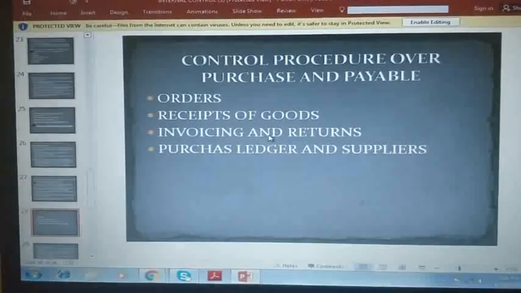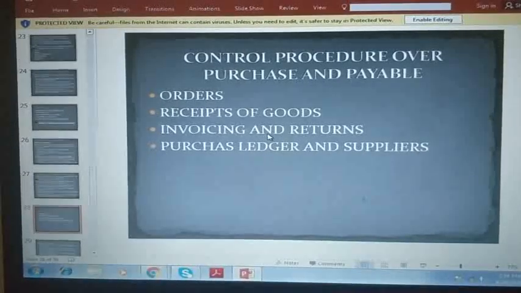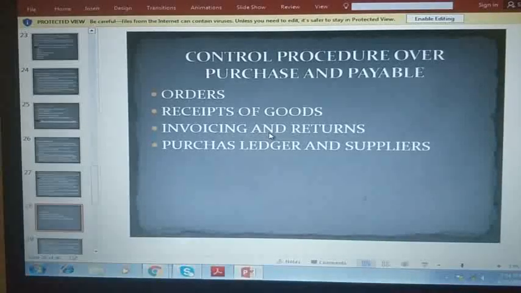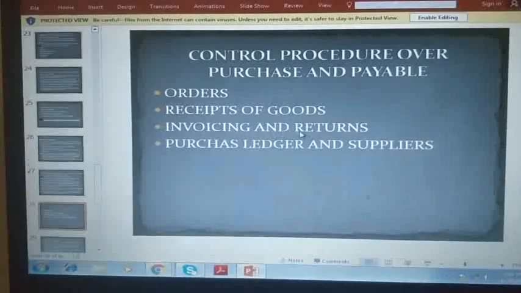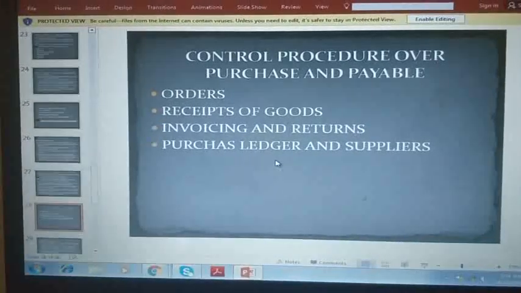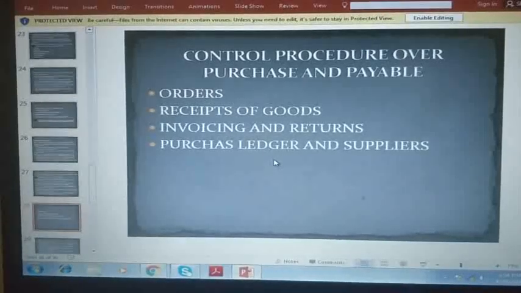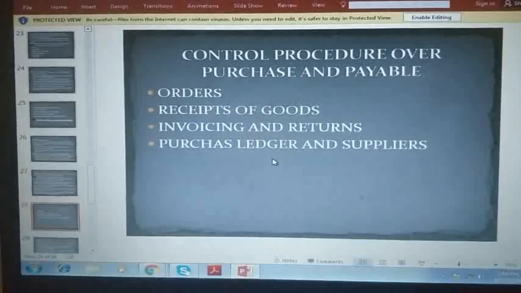Now you have invoicing and returns. Okay, this invoicing and returns is basically that purchase invoices should be stamped with an approval grid and even given a unique serial number to ensure purchase invoices don't go astray. You should make sure that each and every purchase invoice is given a different number. Suppose you have 4 as your main heading. Okay, now under your subheadings you will have 4.1, 4.2, so that you're not losing track of these particular purchase invoices.